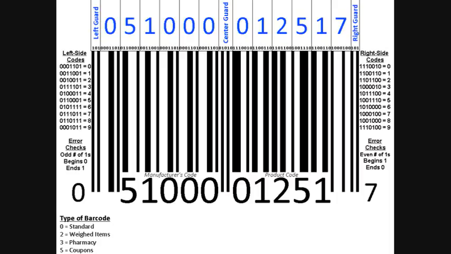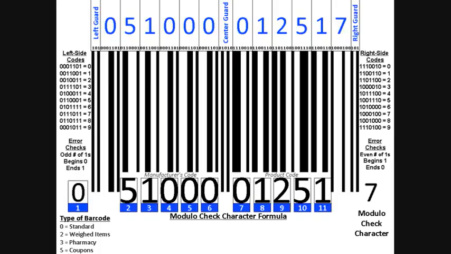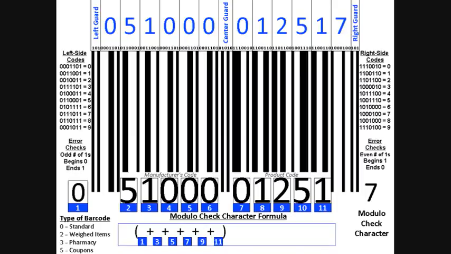And finally, the last number on the right-hand side is called the modulo check character, and this is another form of error checking. When the computer scans the barcode and processes the numbers, it needs a final way to know that it read and processed everything correctly. So it performs a calculation and comes up with the modulo check character. The modulo check character formula is actually based upon the positions of each of the numbers at the bottom of the barcode. It first adds up the digits in the odd numbered positions, and then it adds up the digits in the even numbered positions.